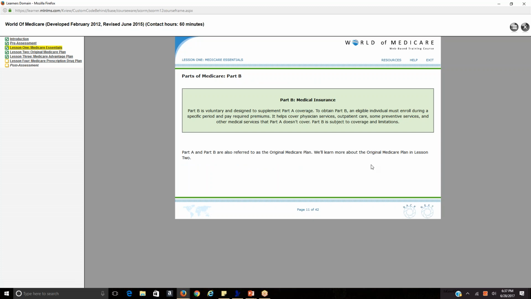Part B is also known as medical insurance. Medicare Part B is voluntary, so when you retire, or if you go on disability and you have waited out that 2-year waiting period, at that point you're going to be given the option to buy Medicare Part B insurance, okay?